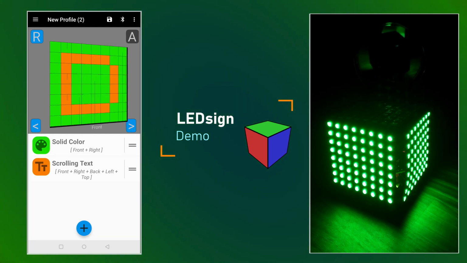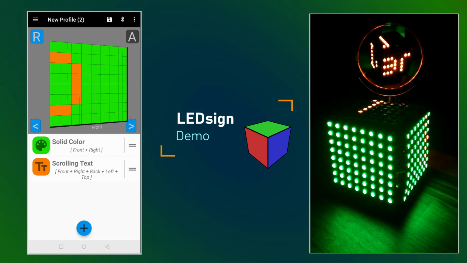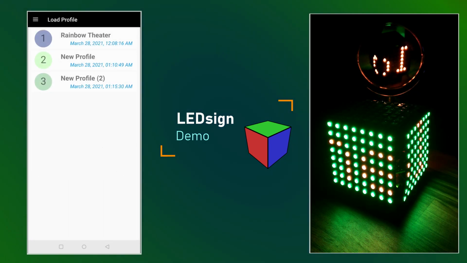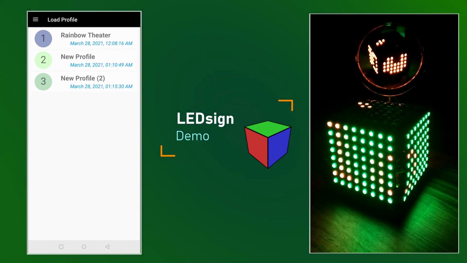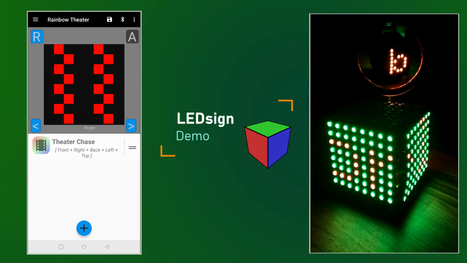Now, let's say we spent a lot of time on this effect and we want to save our work. We can tap the save icon. It'll save. And if we ever want to go back to a previous effect and load it, we can choose load profile, see the other effects I've saved. For example, let's click on Rainbow Theater. And if we swipe it over, we can duplicate it, delete the effect, or edit it.